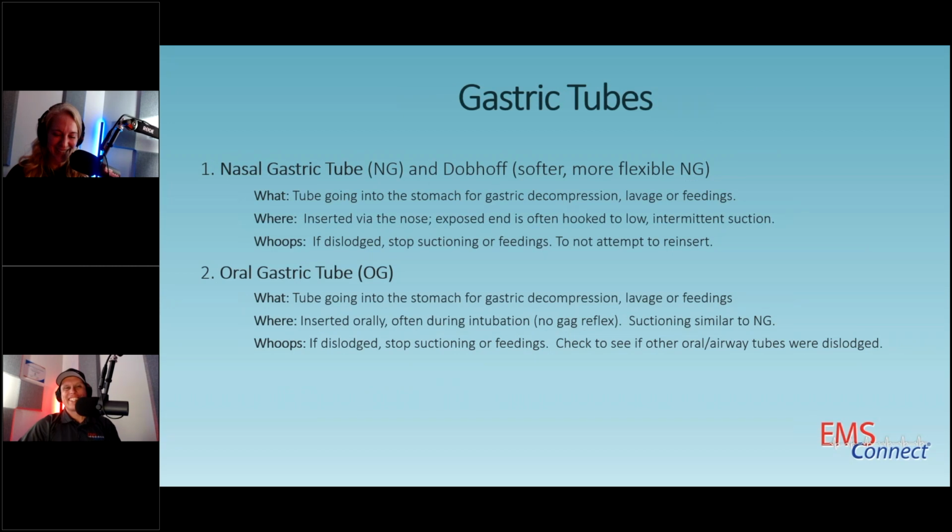I like it. And then we've got our gastric tubes. This is an area where we don't realize how wonderful it is to be able to use these. I wish we could use them a little more in the field, because the nasal gastric tube and the oral gastric tube are often used for rapid, easy decompression of the abdomen, the stomach.